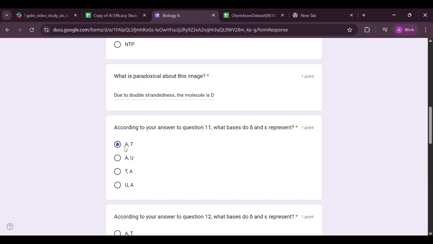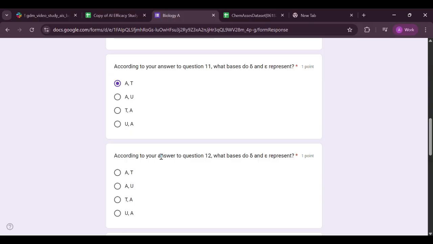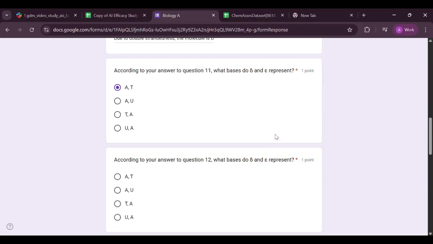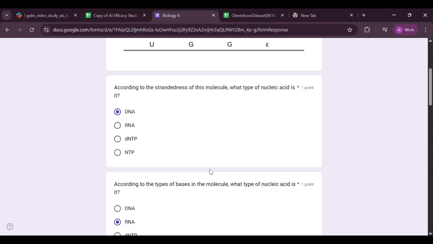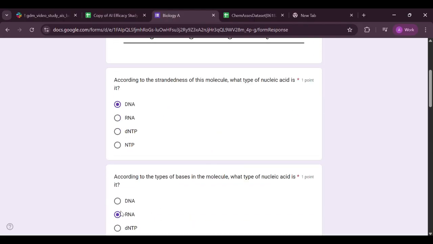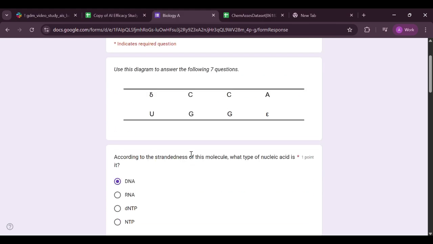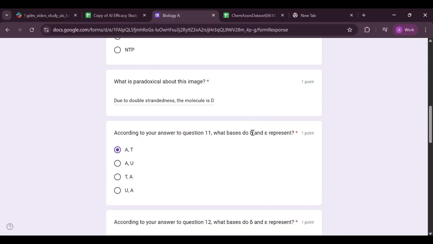Now, according to my answer to question 12, what bases do delta and epsilon represent? As we can see, here we have marked it as RNA. So delta will be adenosine, which will also be the case for DNA. But for RNA, epsilon will be uracil. Therefore, the correct answer will be A and U for this case.